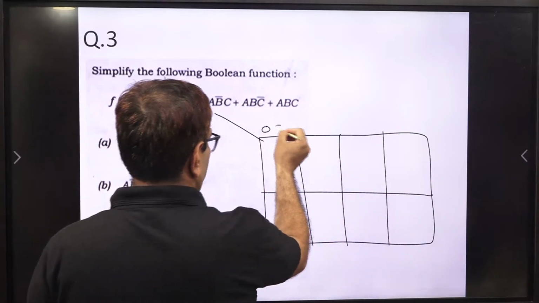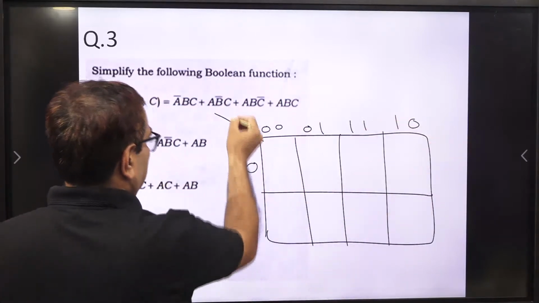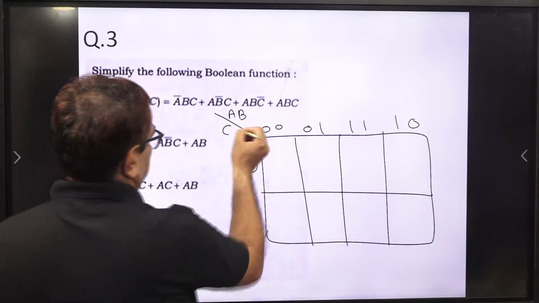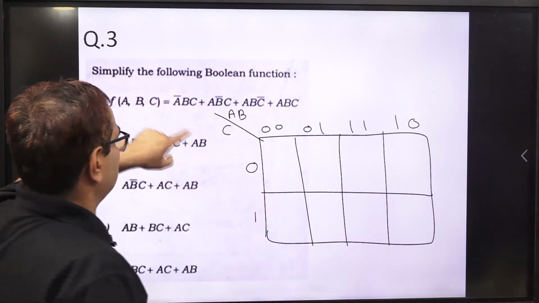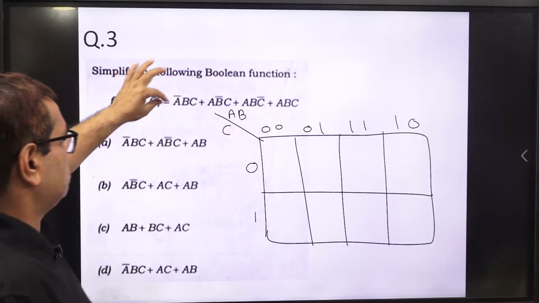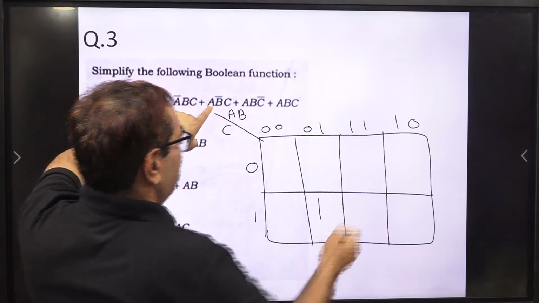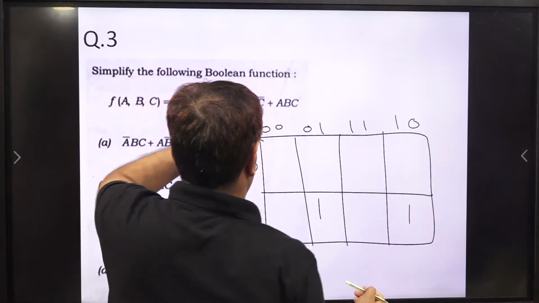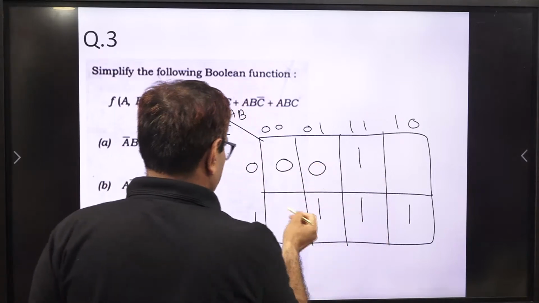So we have 0 0 gray code, 0 1, 1 1, 1 0. This is called gray code, 0 1, right? Then we have A B and here C. So we are having A bar B C. A bar B C, what is the code? So 0 1 1. Okay, 0 1 1. So here 1. Then 1 0 1. Then 1 1 0. Then 1 1 1. Okay, remaining will be 0.